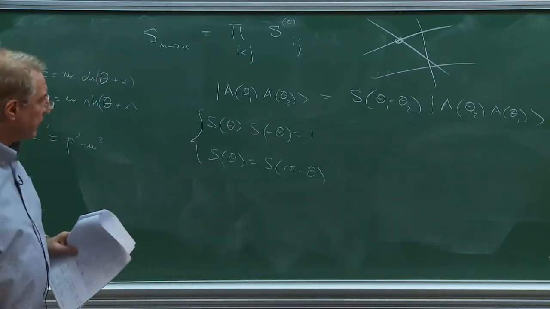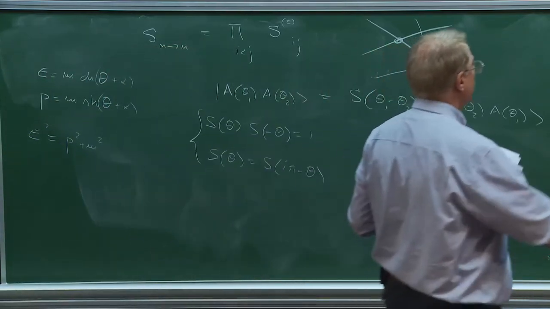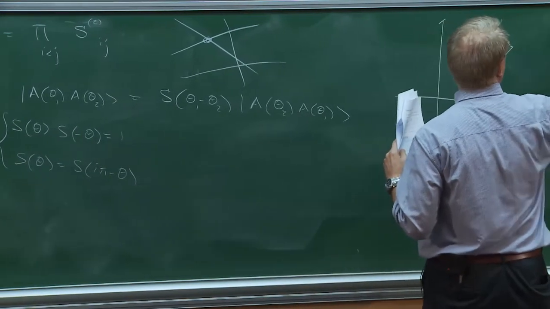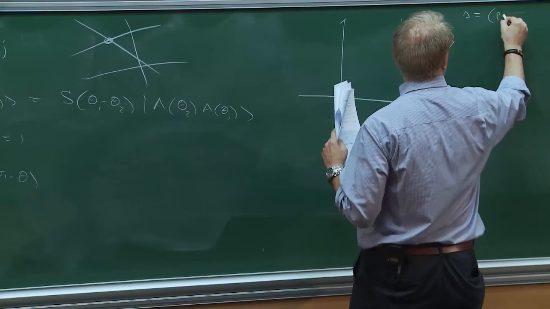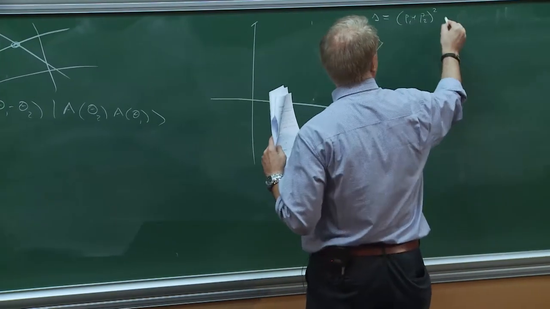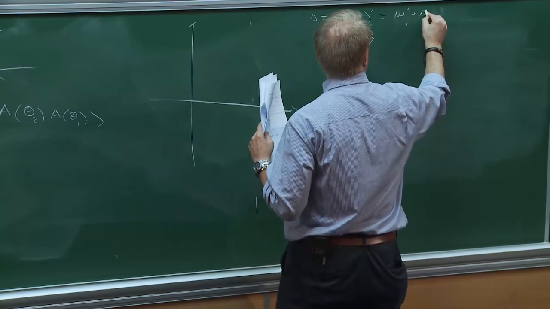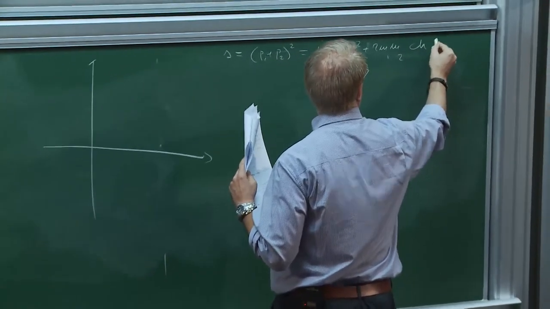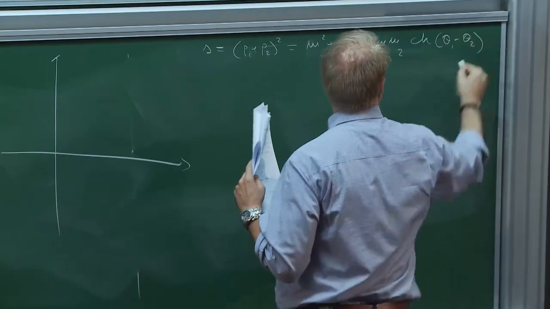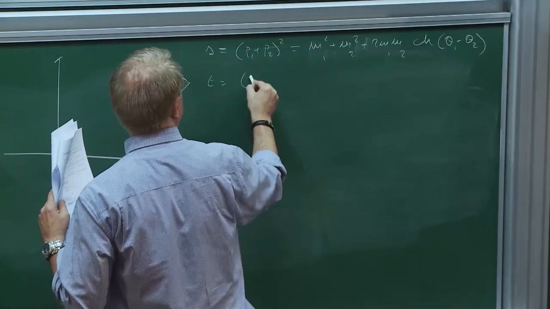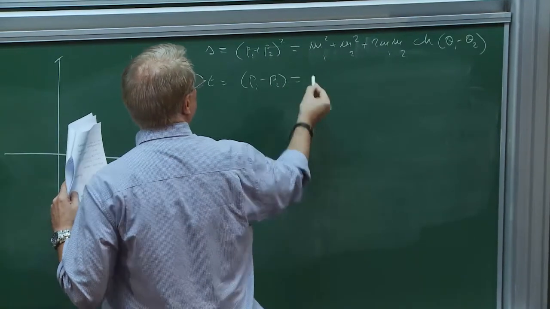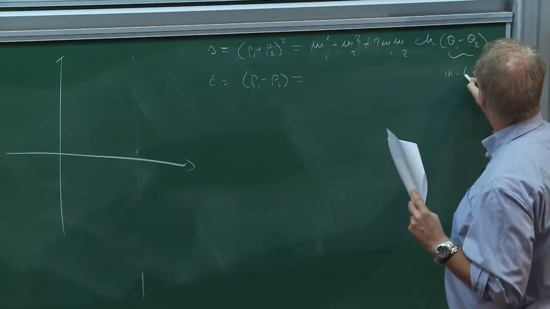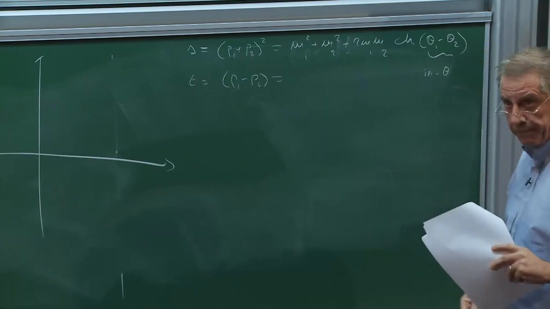Now, where does this equation come from? It comes from the following. In the S matrix, you have a Mandelstam variable S, which is (P1 + P2) squared. And T, the Mandelstam variable T, is (P1 - P2) squared. This is essentially changing theta 1, theta 2 into i pi minus theta, because then this becomes minus sine.